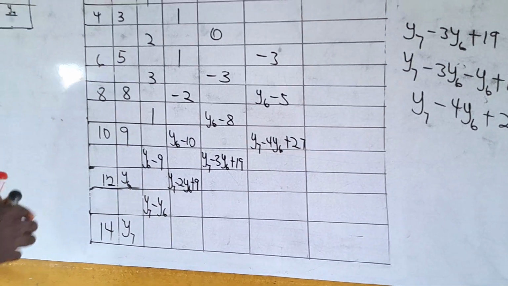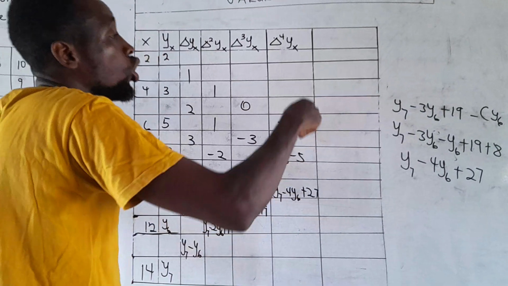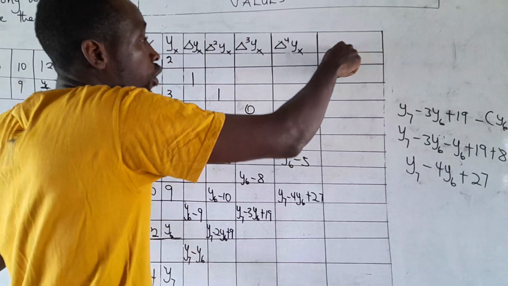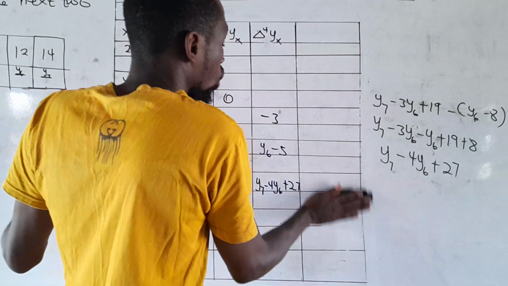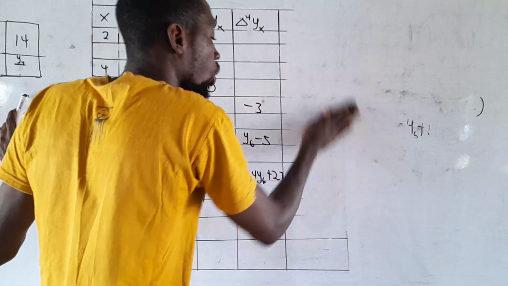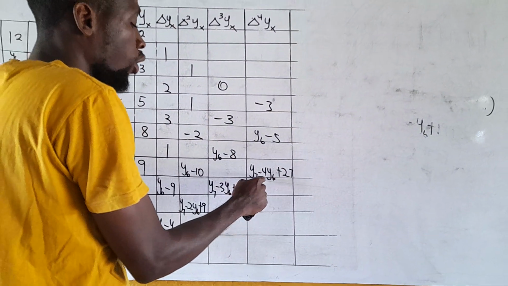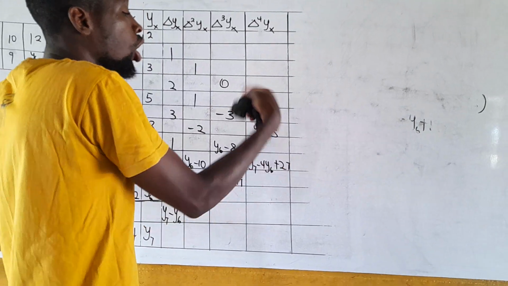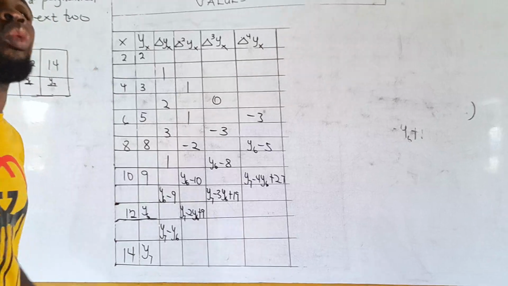Since they say the polynomial is of fourth degree, we can stop. Anything beyond it will be 0. You can find a fifth difference, that will be 0 for all. So I don't want to find the fifth difference. I want to just use this to solve. So I can say that my y6 minus 5 is equal to negative 3, and y7 minus 4y6 plus 27 is also equal to negative 3. I will do that to find the values of y6 and y7.